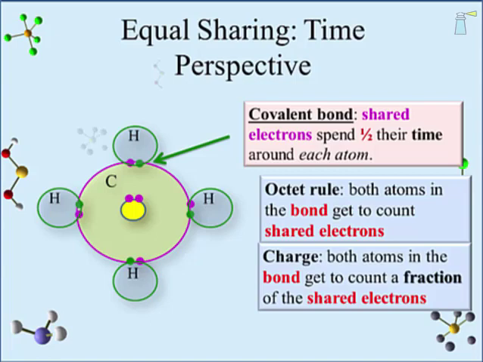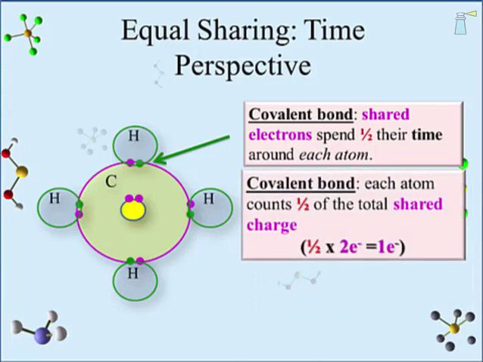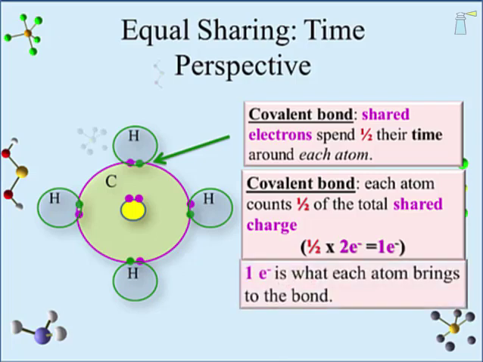Consider a covalent bond with two shared electrons that spend half their time around one atom and the other half around the other atom. Each atom counts 1/2 of the total shared charge. For each atom, that comes to 1/2 times 2 electrons for a value of 1 electron. But that should not be such a surprise, because 1 electron is what each atom brings to the bond. In the end, equal sharing just means that atoms get as much as they give.